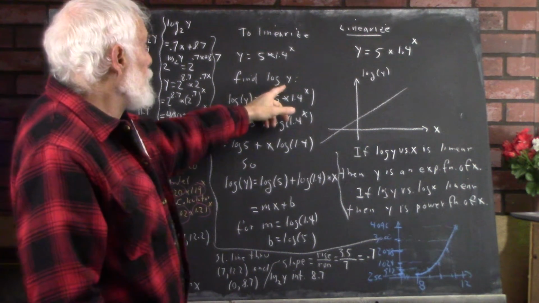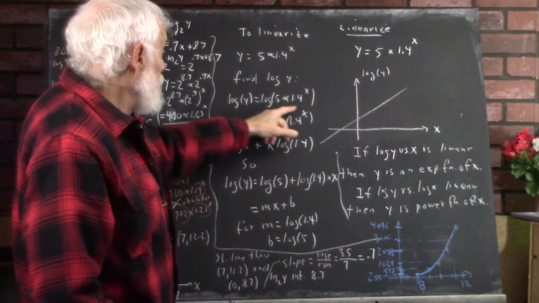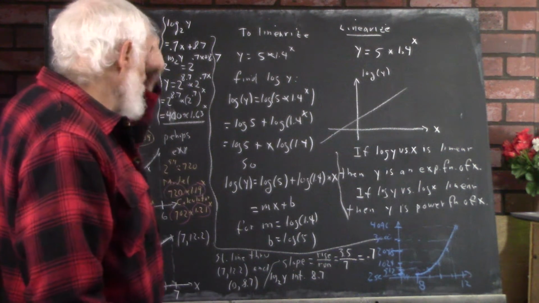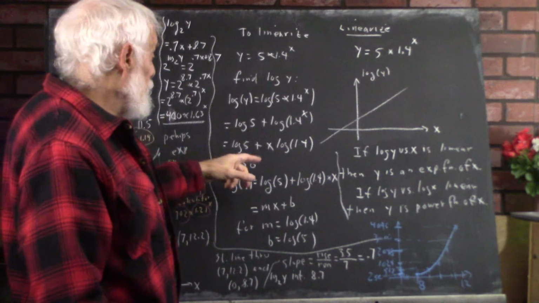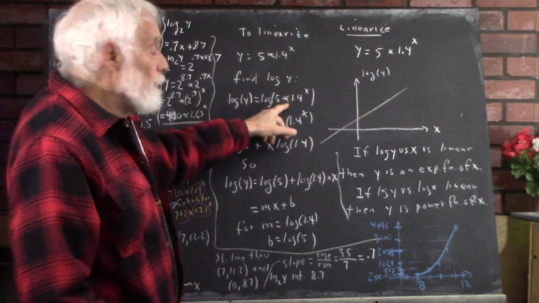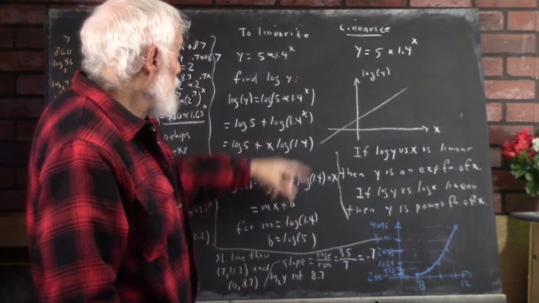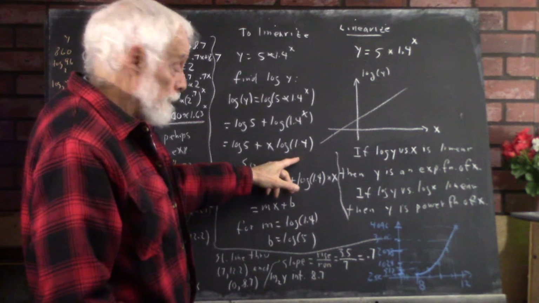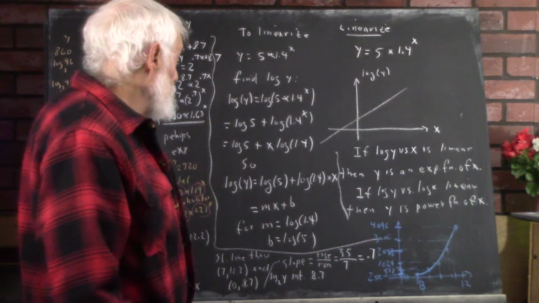We find first log of y. Well, log of y is the log of 5 times 1.4 to the x. Then we just apply the rules for logarithms. That's going to be the log of 5 plus the log of 1.4 to the x, because a log of a product is the sum of the logs. And then a log of a power is the power times the log. So that log of 1.4 to the x is x log 1.4.